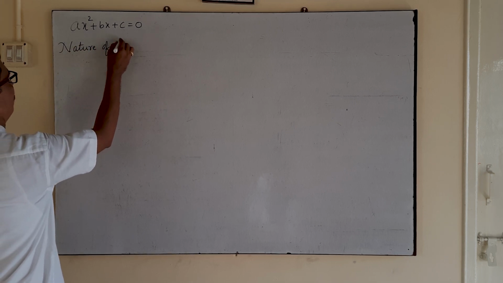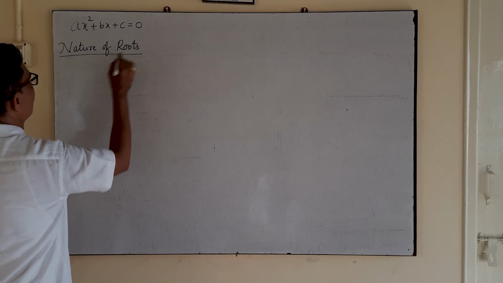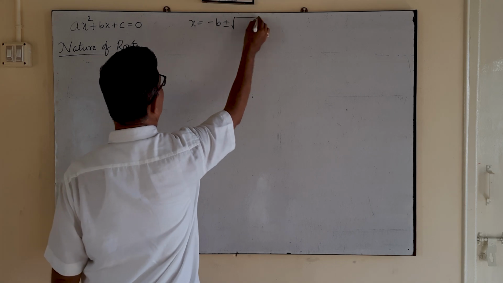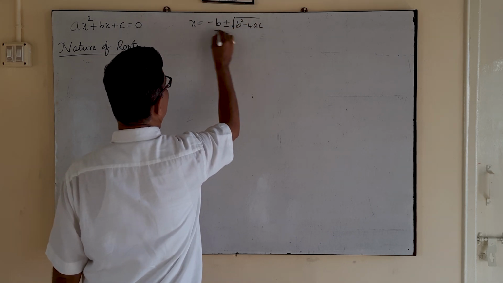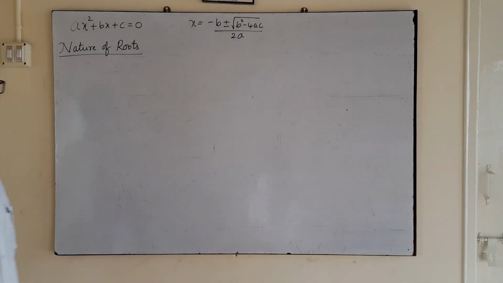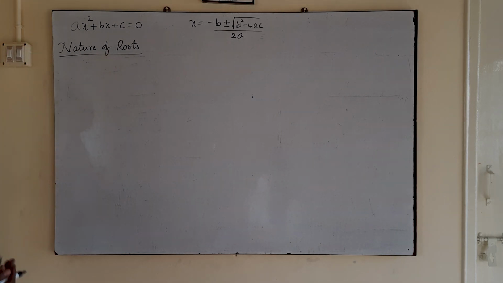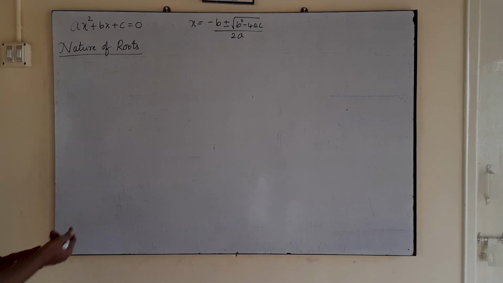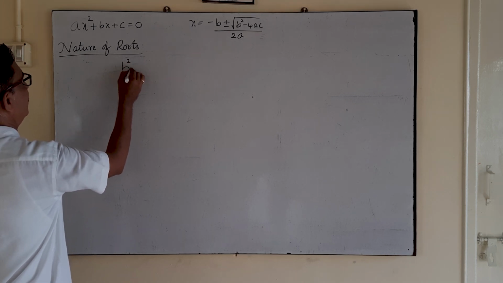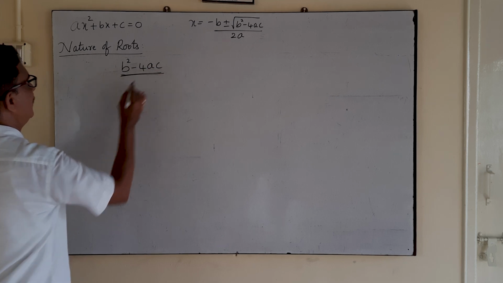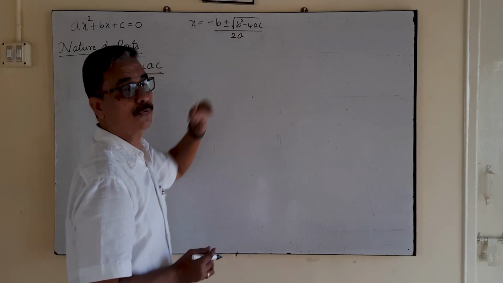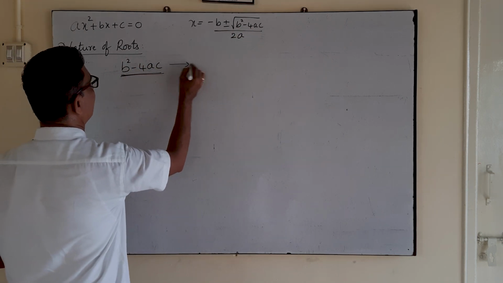So what is the nature of the roots? There are two roots, namely x is equal to minus b plus or minus under root of b square minus 4ac divided by 2a. The next concept is nature of roots. Let us see what the nature of the roots is. What does it depend on? The nature of the roots depends upon the quantity b square minus 4ac. What is this called?